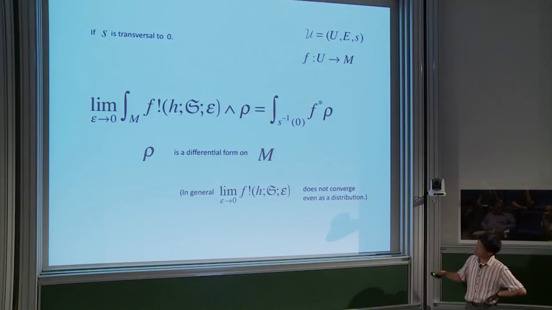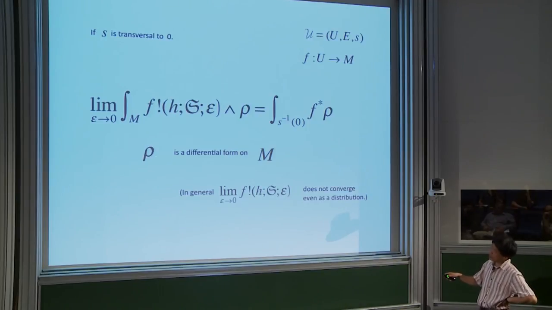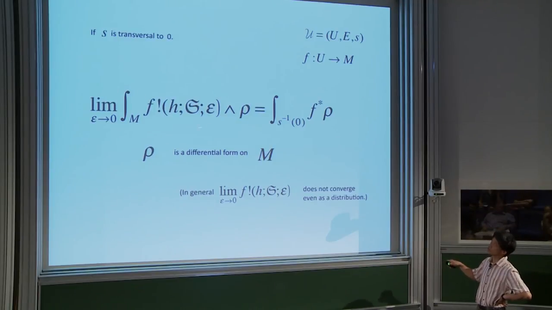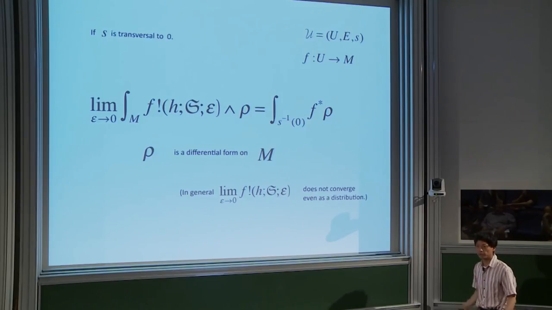You can write it in the following way. If you have any test function, a smooth form sigma on M, you pull it back to U and integrate over the zero set of S. Since S is transversal to zero, this makes sense. This integration is equal to the push out wedge sigma, taking the limit as epsilon goes to zero. So that's the property. This is a smooth form which regularizes the push out of this differential form on S inverse zero. So that's something we do.